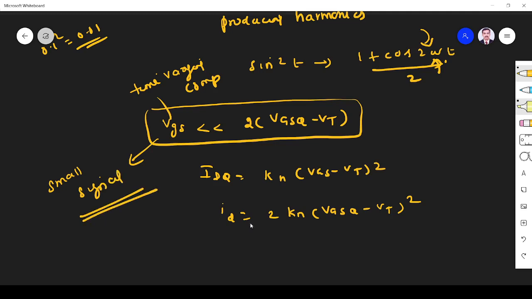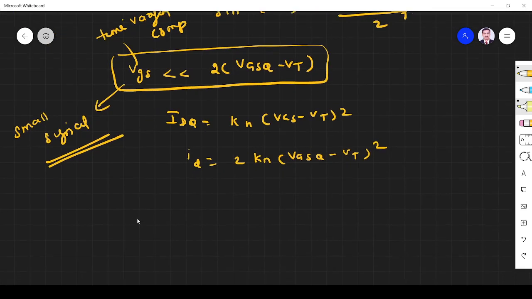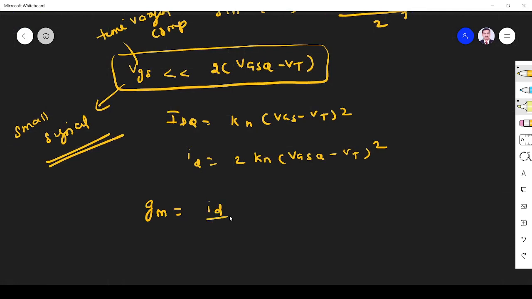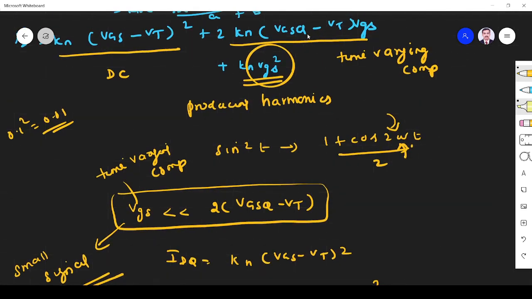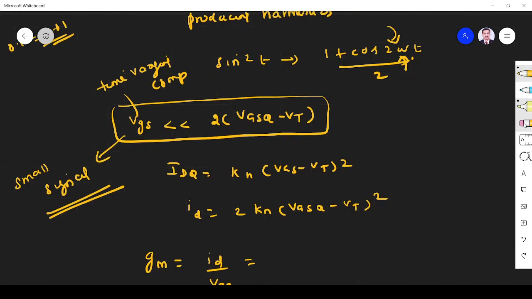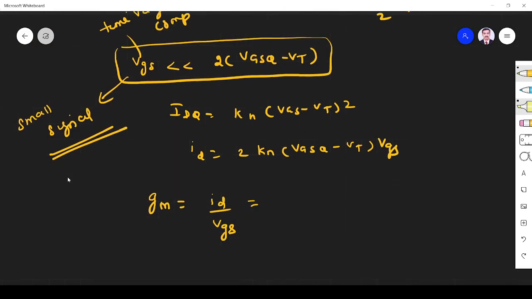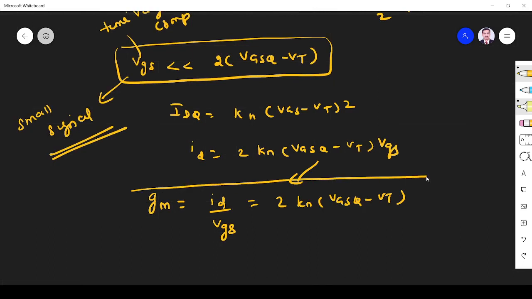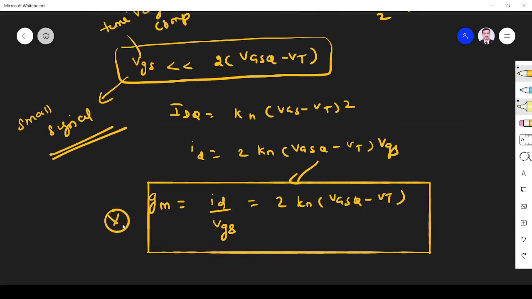So now we define a new parameter called transconductance, gm, given by ID by VGS, right? So this is 2Kn (VGS minus VT), not squared. So what is ID by VGS from this? ID by VGS is equal to 2Kn (VGS_Q minus VT) from here, right? So this is a very, very important parameter. This is one of the small signal parameters, transconductance, right?